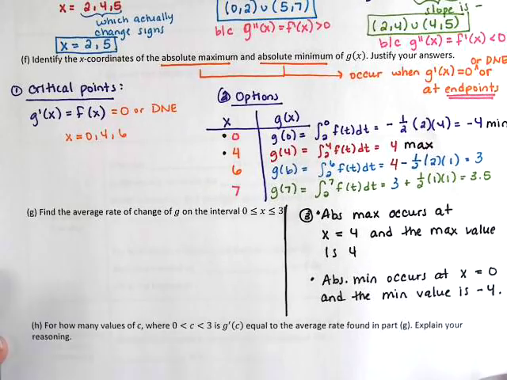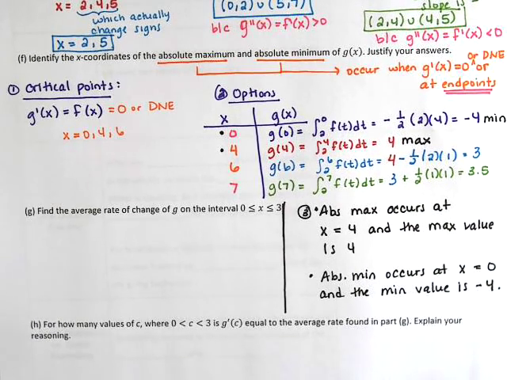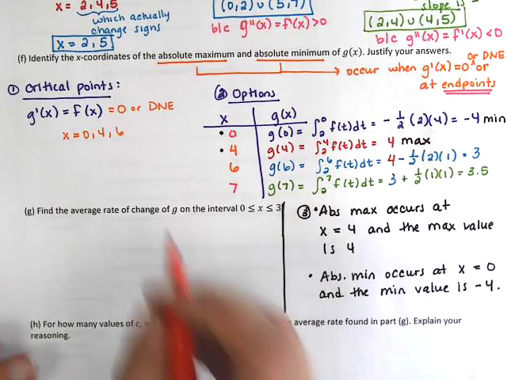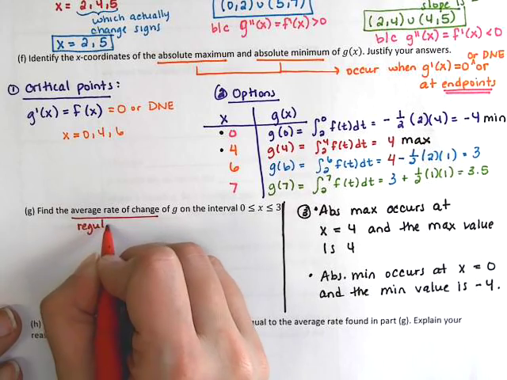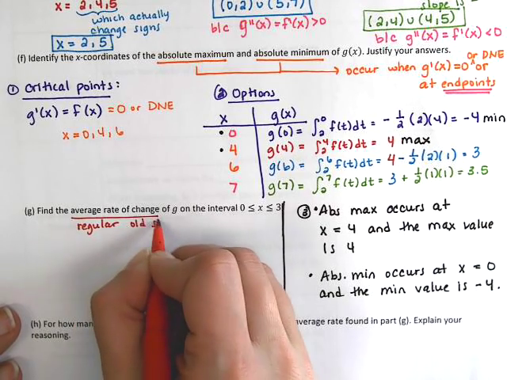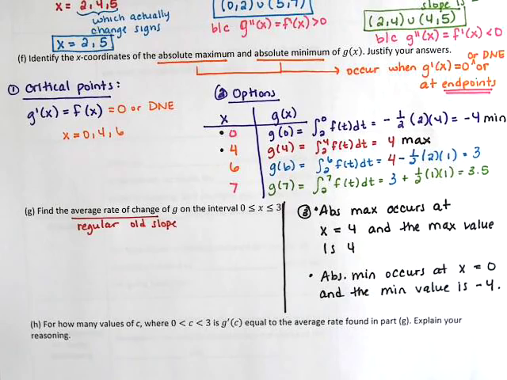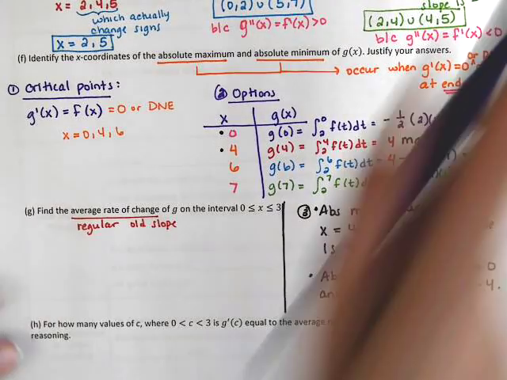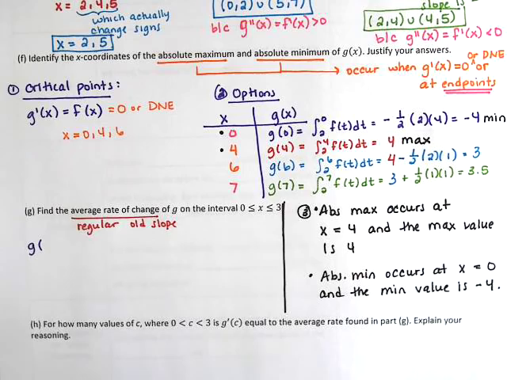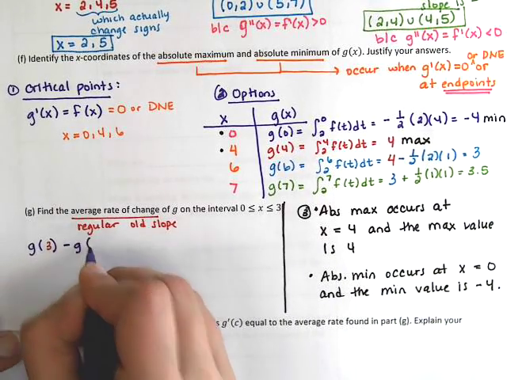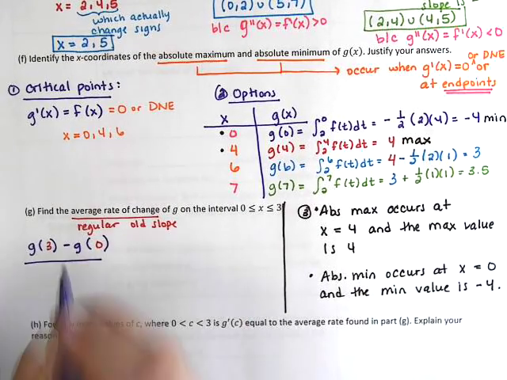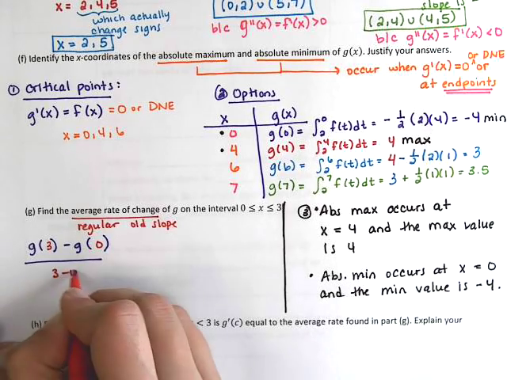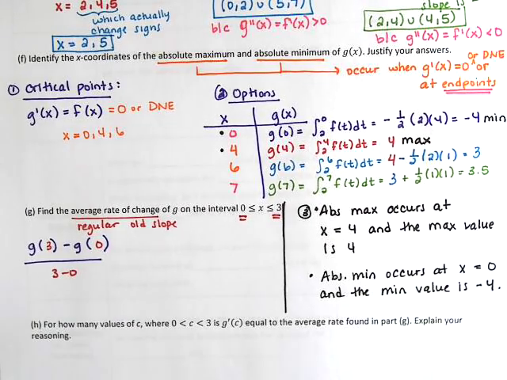For part G, it says find the average rate of change on this interval. So we need to again remember, what does average rate of change mean? Average rate of change just means regular old slope. So in other words, to find this, we would just do g of 3 minus g of 0 all over 3 minus 0, where 0 and 3 are my endpoints for my interval.